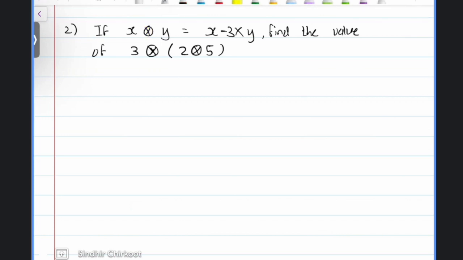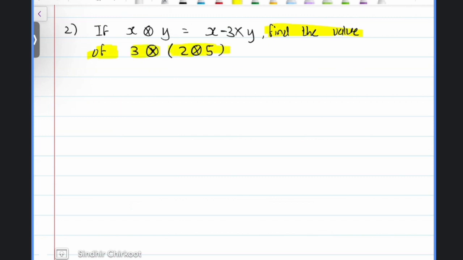Now it says that this is going to be equal to x minus 3 times that other y value. So what we should notice is the following. We should notice that the x remains the same with this operation, but the y is being times by minus 3. The y is being times by minus 3. So that's what this operation basically tells us. It then says find the value of this 3 operation of this here.